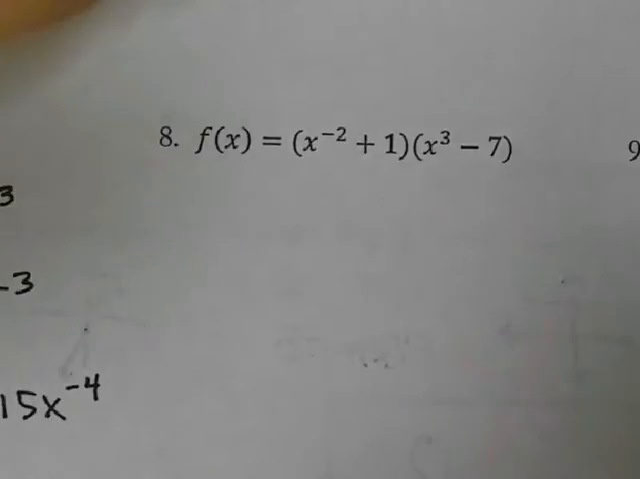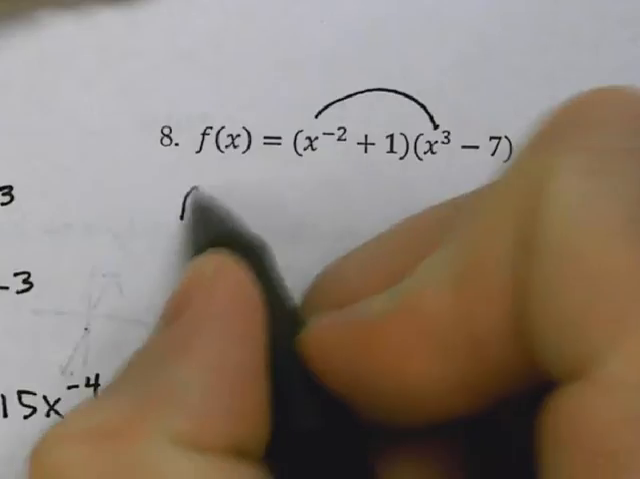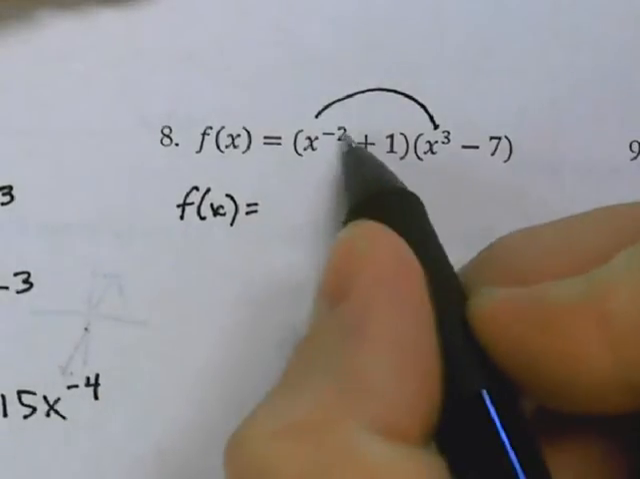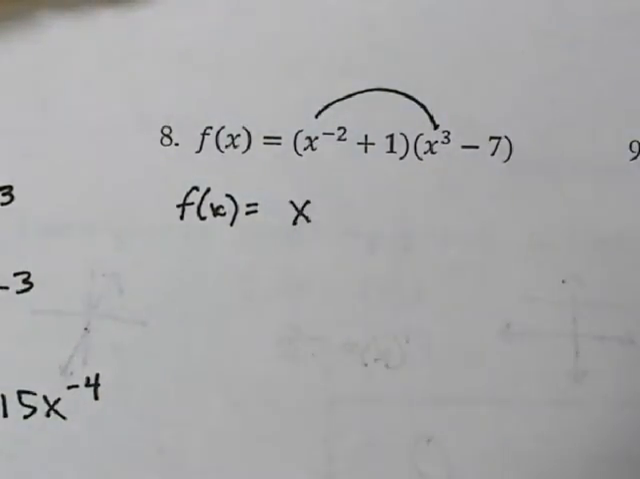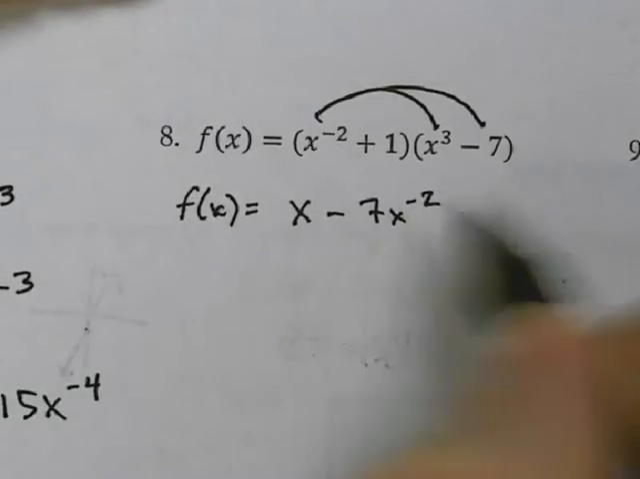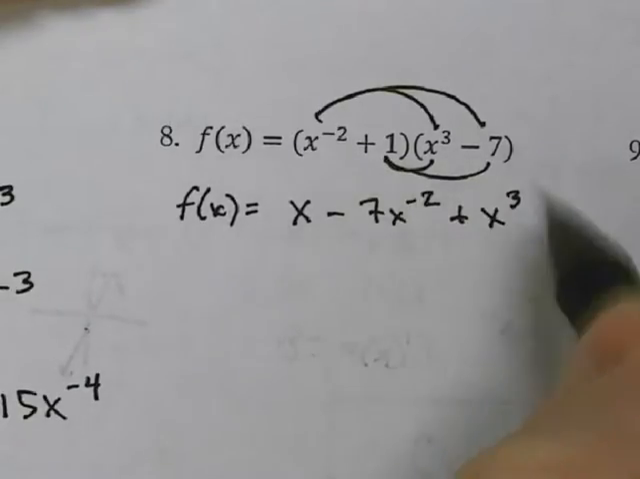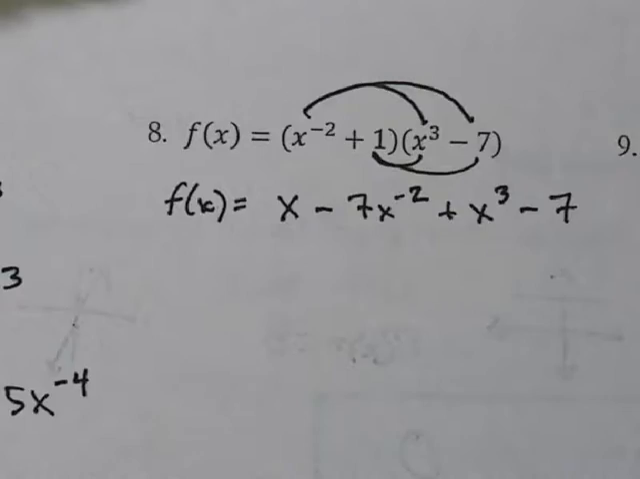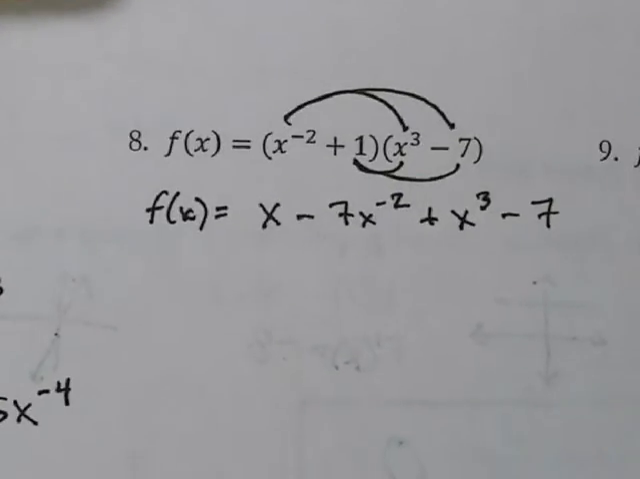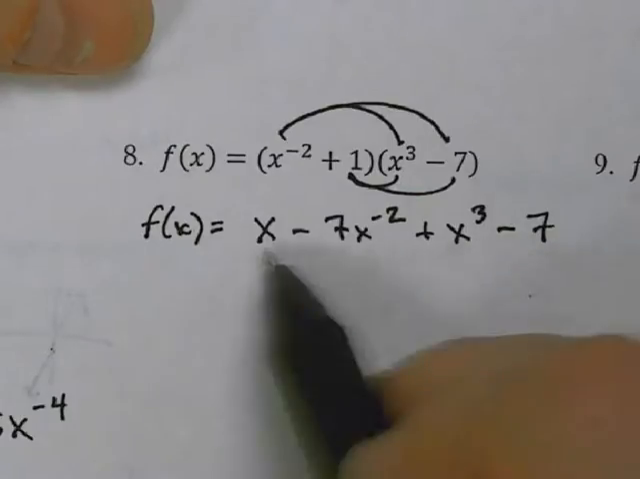For right now, all you need to know is if you multiply f of x, so I take x to the negative 2 times x to the 3rd, that's x. If I multiply there, I got negative 7x to the negative 2. If I multiply here, I got plus x to the 3rd. And if I multiply there, I got negative 7. So I'm doing distributive properties straight from algebra 1. Now they ask me some harder stuff with negative powers, but otherwise that's just FOIL.